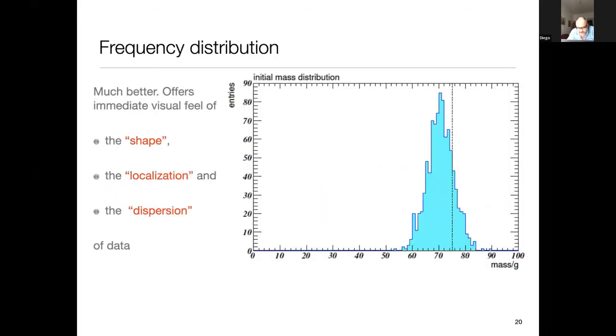And therefore, I can plot this into a histogram. And you see immediately that the histogram gives us a much better picture of what's going on, right? It tells us approximately where the data are located. It tells us what the spread of the data is. And it also tells us what the shape of the data is.